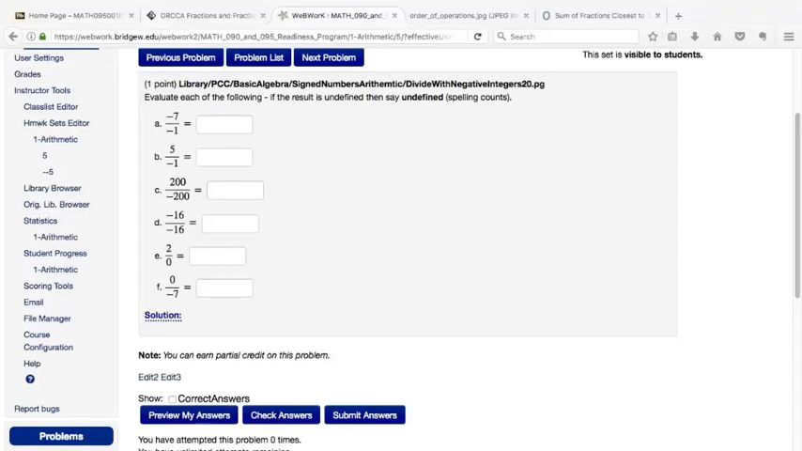So the problem asks us to simplify these fractions, and that's the same thing as asking us to perform really six division problems. So just as an example, if I'm doing part C, 200 divided by negative 200, what do you get for that question? What does that come out to if I divide 200 by negative 200? Negative 1, yeah. How did you know that?